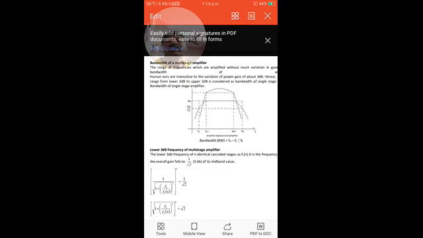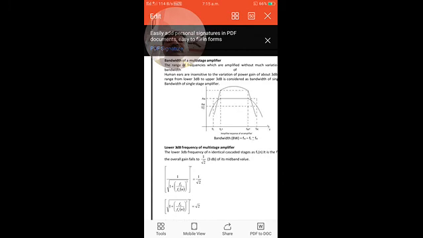The lower 3 dB frequency of a multi-stage amplifier: the lower 3 dB frequency of n identical cascaded stages, FLn, is the frequency for which the overall gain falls to 1 by root 2, that is 3 dB, of its midband value. So therefore 1 by under root 1 plus FL by F of n stage to the power of whole square is equal to 1 by root 2.